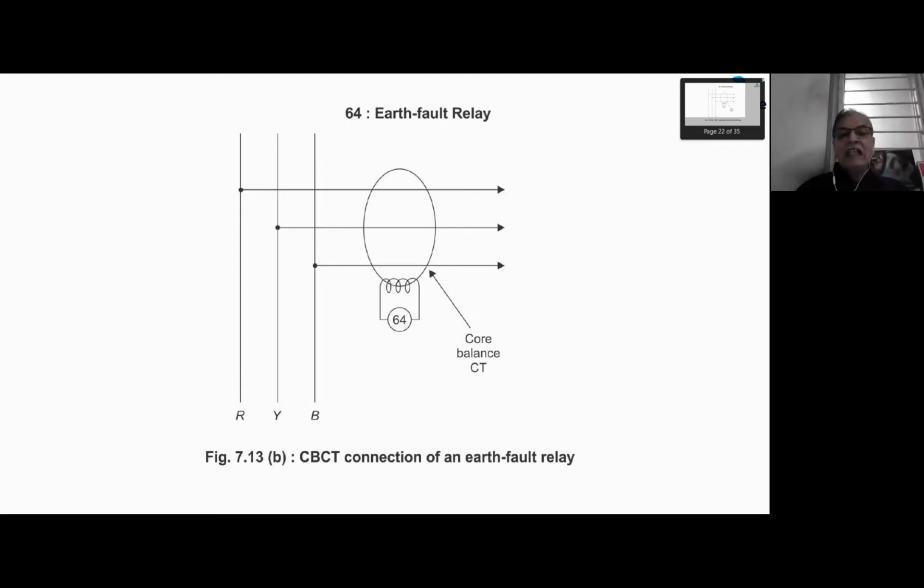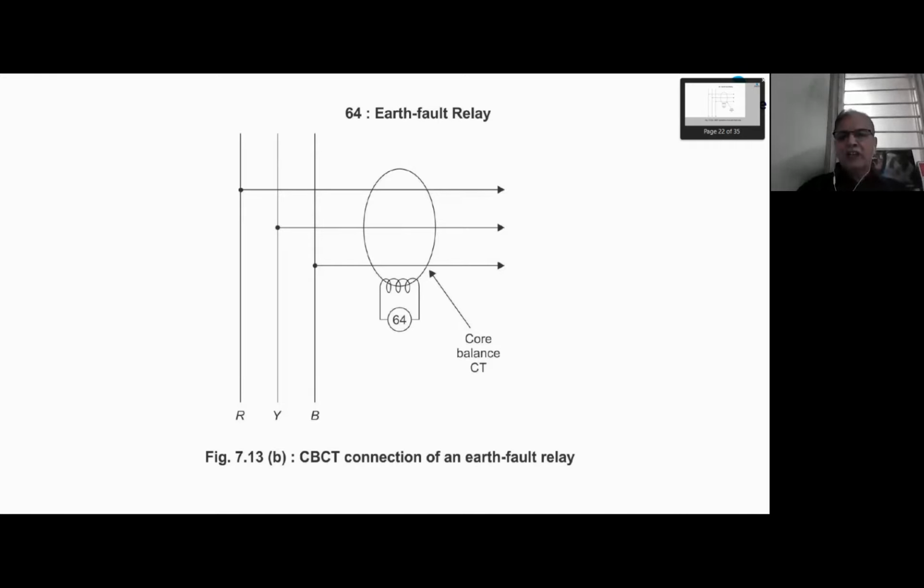fault, right? But the problem is you can use CBCT generally in case of cables only, because in overhead lines, the distance between RY, YB, say for a 66 kV line, is of the order of 1.5 meter. For higher voltage, it is yet larger, and you cannot have a core diameter of the order of 3 meter or 10 meter. It is not technically feasible. Otherwise also there will be problems of leakage fluxes, right? So it can be used only in cables.